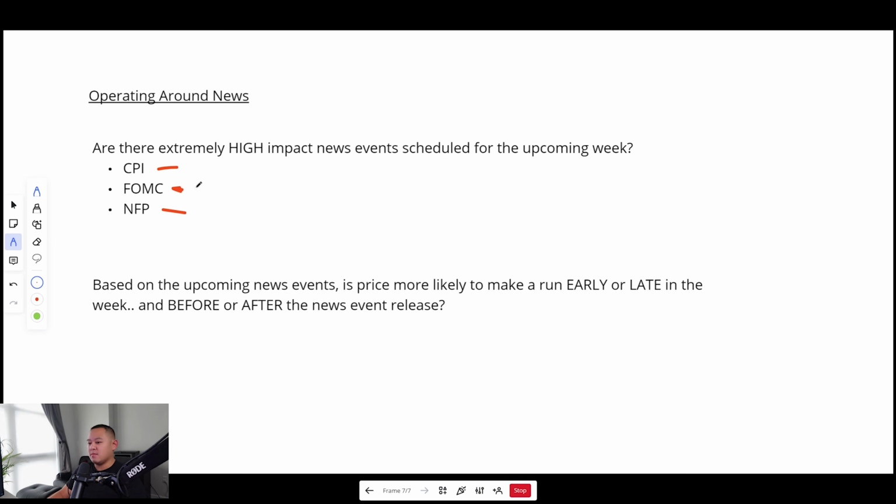All right, and a lot of times with, like, say FOMC or NFP, many times it'll come after that specific news event. But I've seen many times where it's moved ahead of the news event. So you have to determine, when do you want to participate? Does it make sense to participate before? Does it make sense to participate after?